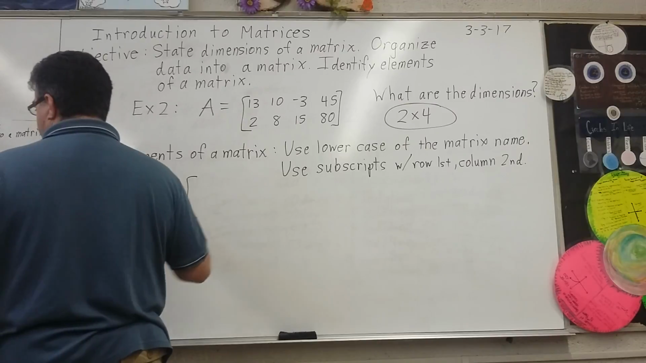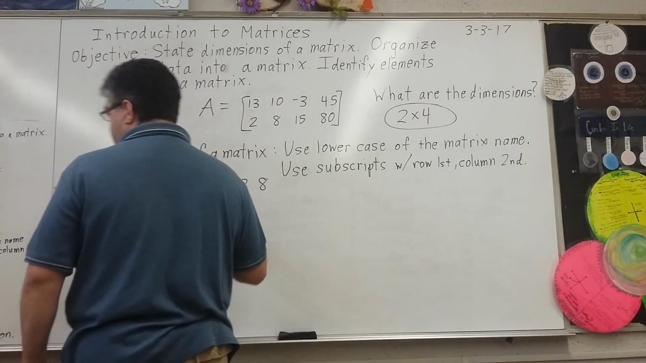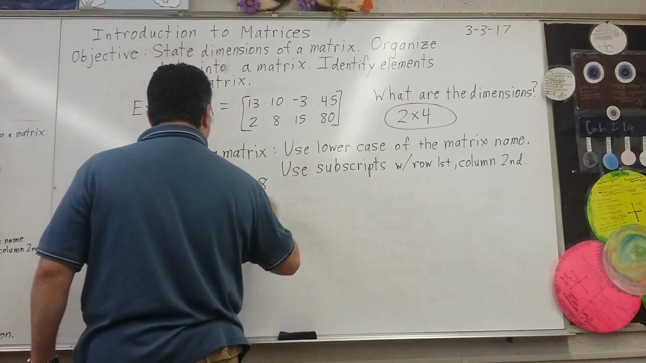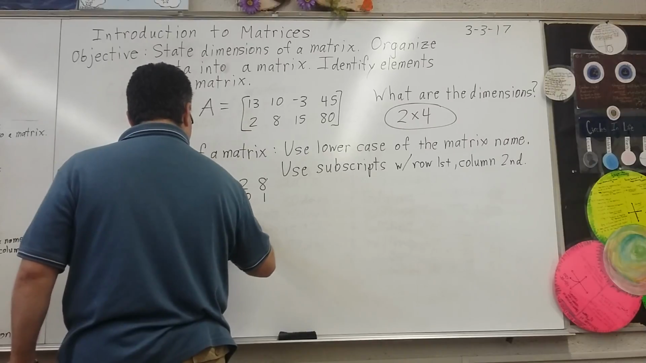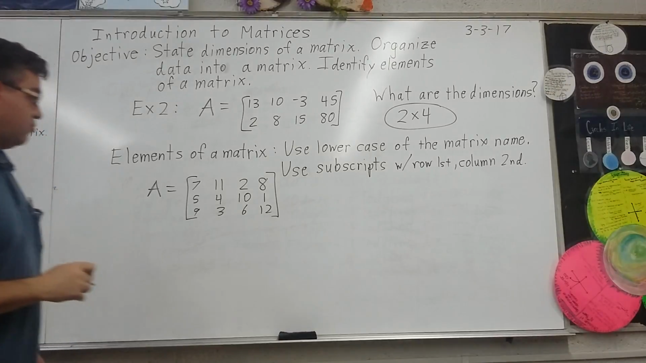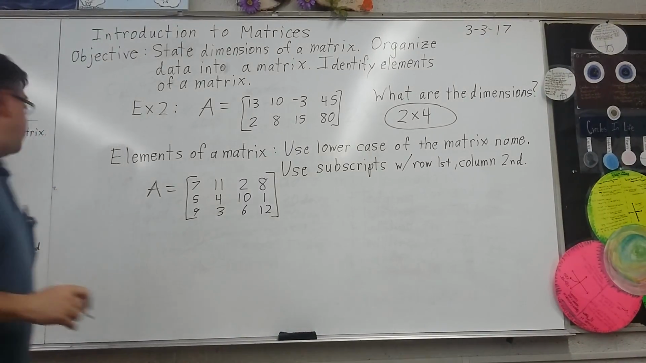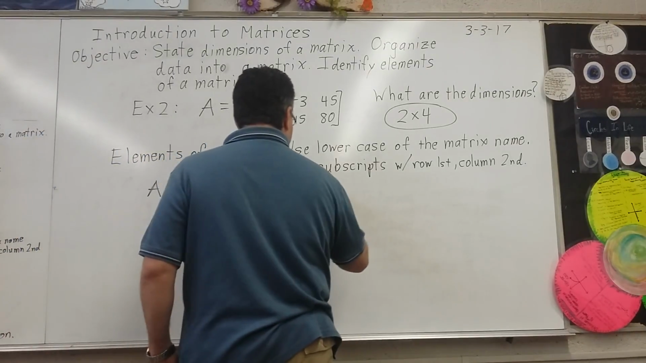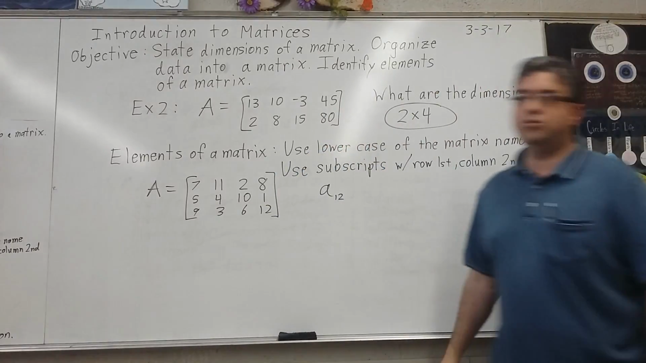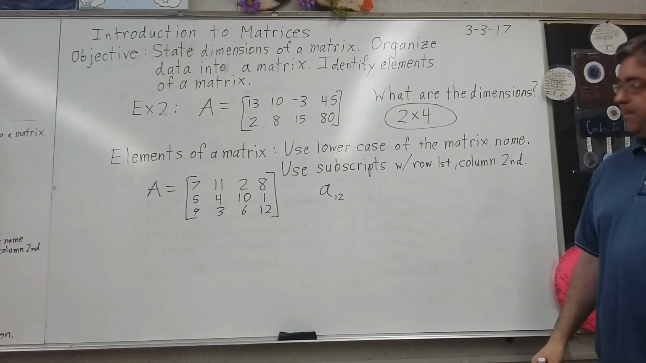If I give you matrix A as 7, 11, 2, 8, 5, 4, 10, 1, 9, 3, 6, 12, this 3 by 4 matrix. Okay? And I ask you, what is element A sub 1, 2? Element A 1, 2. That's not 12, it's 1, 2.